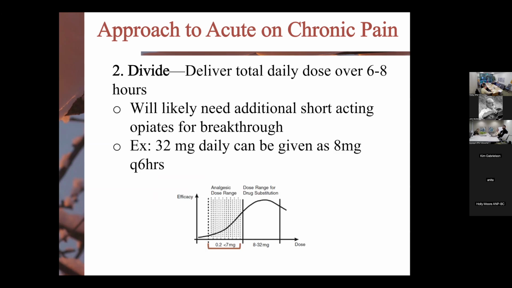Some people will recommend you could divide, so take that daily dose of buprenorphine and divide it over 6 to 8 hours. People may be doing this, say we got somebody on a transdermal patch and now they're coming into the hospital. They may decide to do it this way. You can add the short-acting medications or opiates for breakthrough. It's just one more option, but I tend to go with simpler is better. And that first option of just keeping their same dose consistent is probably best.